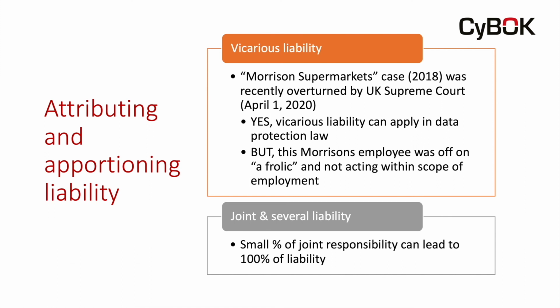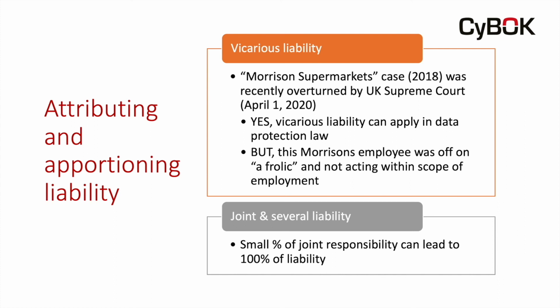The employee, the internal auditor, who violated data protection law was not acting in the scope of his employment when he undertook this malicious act. He basically disclosed everybody's personal data to the world. He was specifically trying to be malicious. He was off, said the Supreme Court, he was off on a frolic. When an employee is not acting within the scope of their employment, then vicarious liability doesn't apply. So yes, this doctrine does apply to data protection law, no surprise there, but in this particular case, the employee was off on a frolic because he was acting maliciously, not within the scope of his employment.